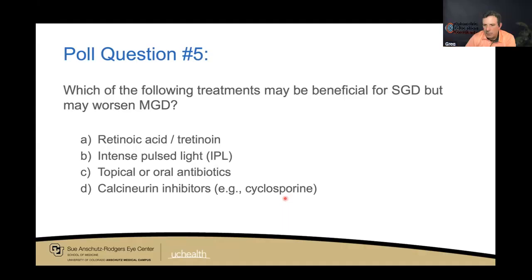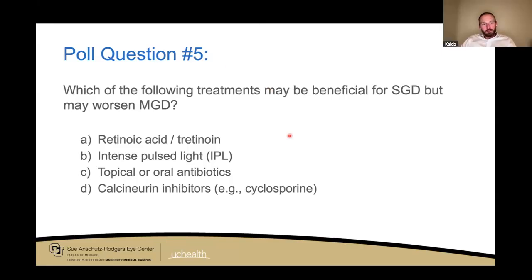All right, the polls are rolling in. Give it a few more seconds. Okay, we'll display the results here, and a clear winner at 85% is A, retinoic acid. Everything else is around 9% or 10% right down the line: intense pulsed light, topical or oral antibiotics at 6%, and calcineurin or cyclosporin at 2%. So A is 80%. Oh, good.